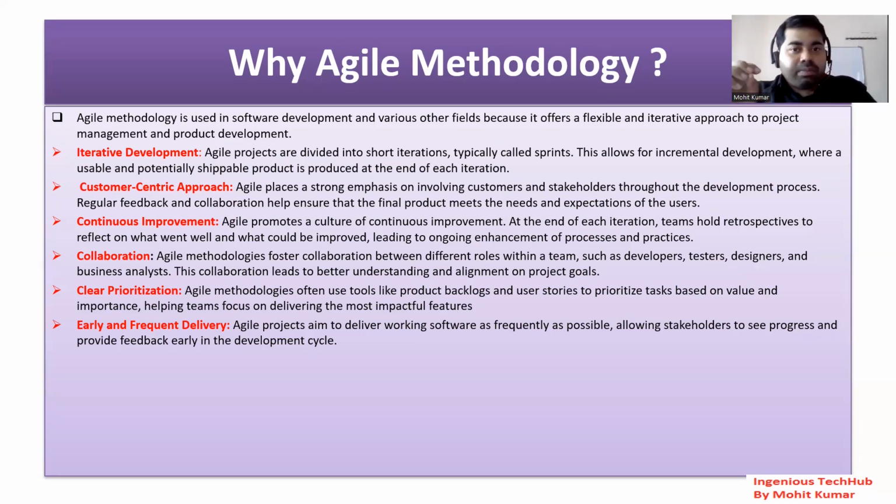Early and frequent delivery. We should not wait for the complete development of the application. In each iteration we deliver things to the customer, and the customer gives frequent feedback. If they want any changes, we can make those changes frequently, right? So this is what we have. Agile projects aim to deliver working software as frequently as possible, allowing the stakeholders to see the progress and provide feedback early in the development cycle.